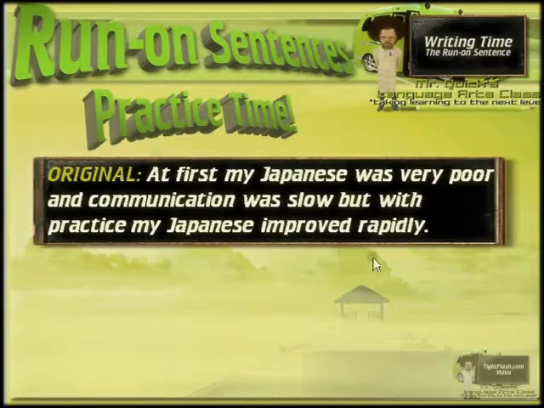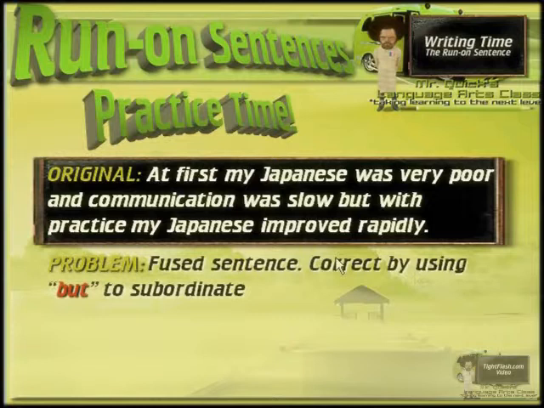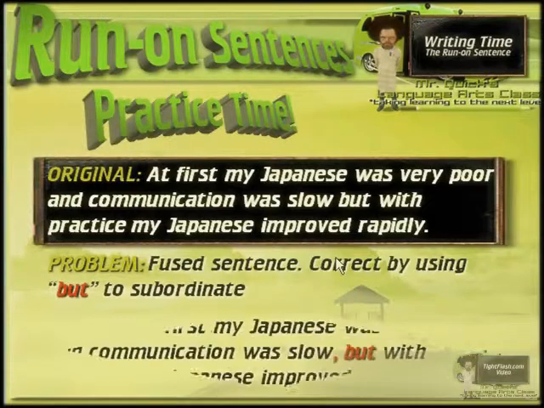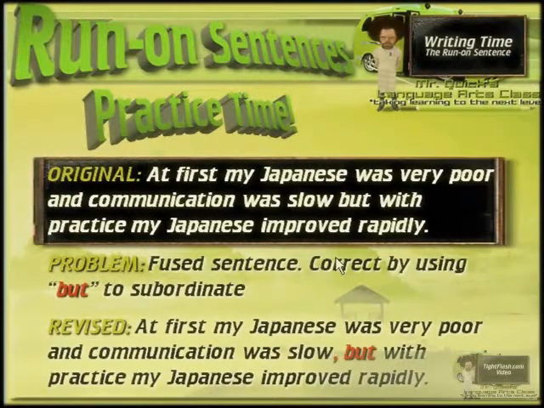At first, my Japanese was very poor, and communication was slow, but with practice, my Japanese improved greatly. So here we have, okay. The problem is not that we are using but to subordinate. The problem is that we actually need a comma before but. This was a really simple solution here because we know when we're using the fanboys, we must place a comma before it. So, it's really important to note that the punctuation that goes with the conjunctions, especially the coordinating conjunctions and the correlative conjunctions, is extremely important.